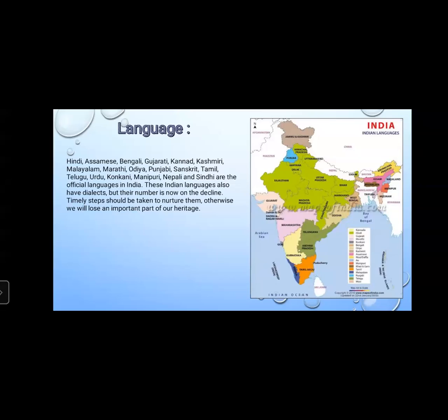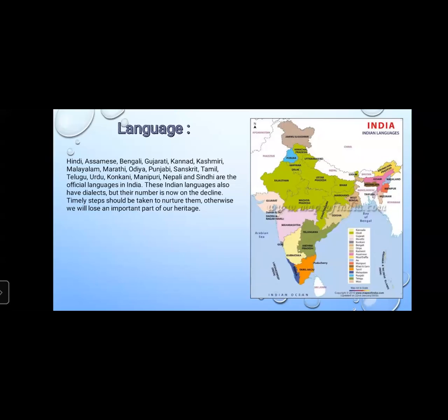Hindi, Assamese, Bengali, Gujarati, Kannada, Kashmiri, Malayalam, Marathi, Odia, Punjabi, Sanskrit, Tamil, Telugu, Urdu, Konkani, Manipuri, Nepali, and Sindhi are the official languages in India. So these are the official languages in our country. There are 22 major languages which are recognized by our Indian constitution. And these Indian languages, students, also have dialects.